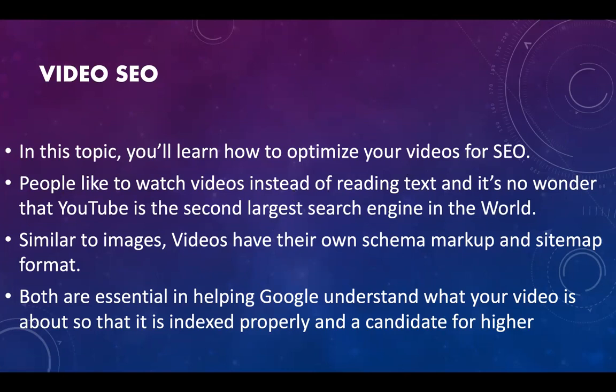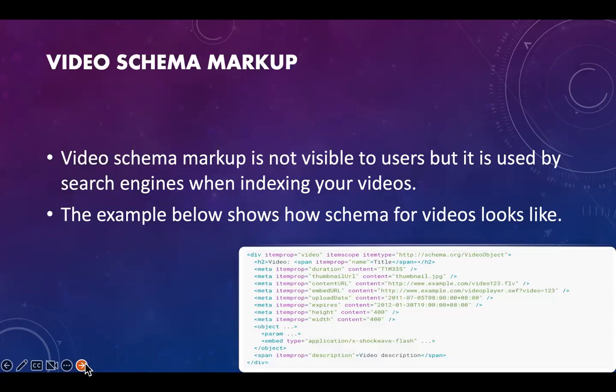People like to watch videos instead of reading text, and it's no wonder that YouTube is the second largest search engine in the world. So similar to images, videos have their own schema markup and sitemap format. Both are essential in helping Google understand what your video is about so that it is indexed properly and a candidate for higher visibility. So what are video schema markups?